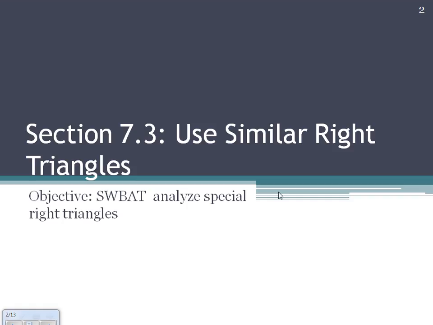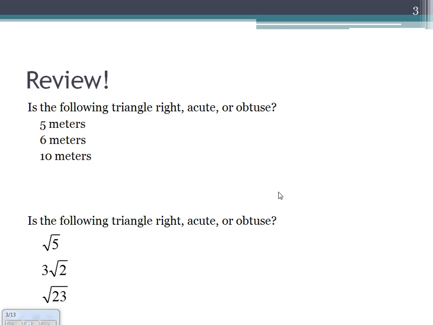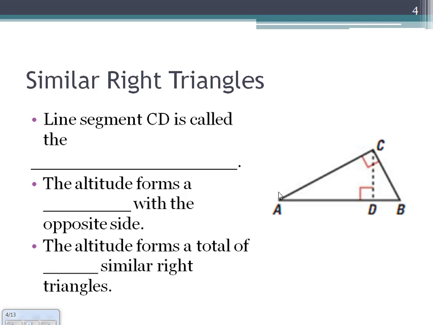Okay? So 7.3 and 7.4 are going to go together. We're going to have a quiz after those two sections. Probably not Friday. You probably won't get there. Then we have one more little section, then we have tests. We're not going to do the review since we just did the quiz. This is basically what was on your test, using the Pythagorean theorem. We are going to talk about similar right triangles, though.